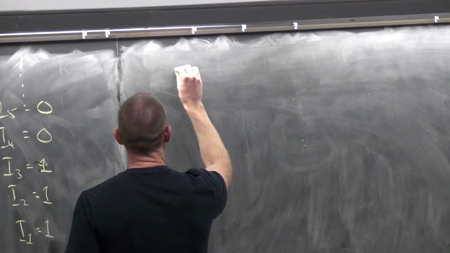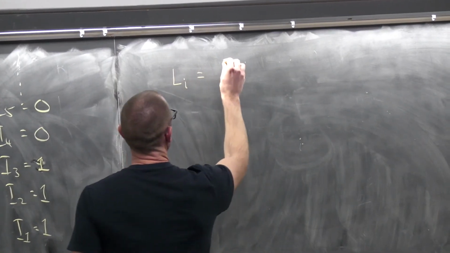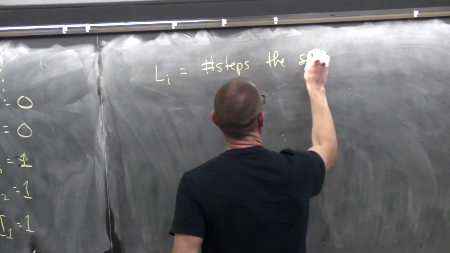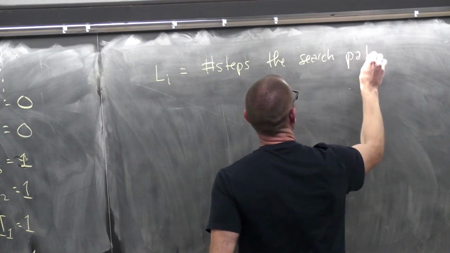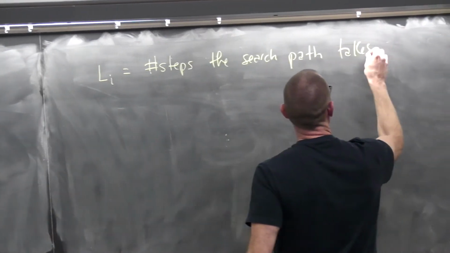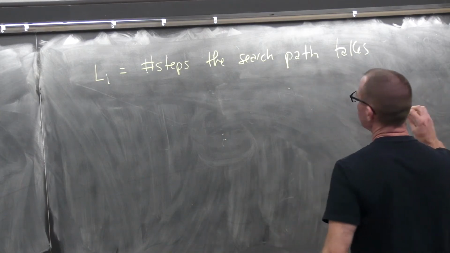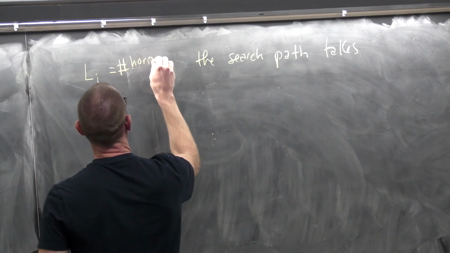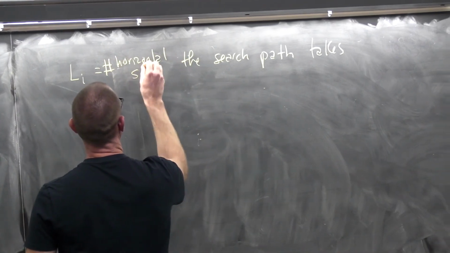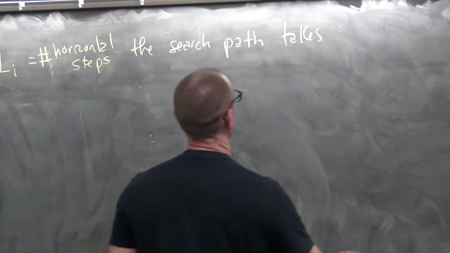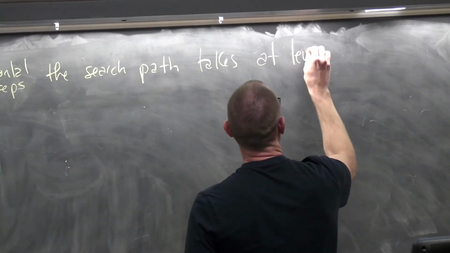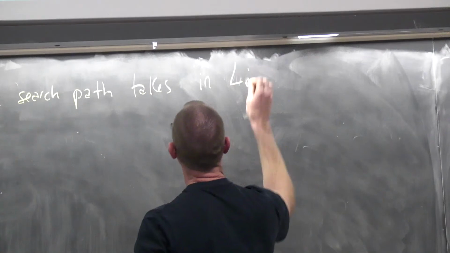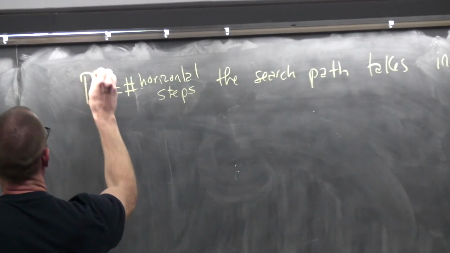So let's say L sub I is equal to the number of steps the search path takes. Let's say the number of horizontal as opposed to downward steps the search path takes at level, or let's say in, oh, that's bad notation. Let's call that R sub I.